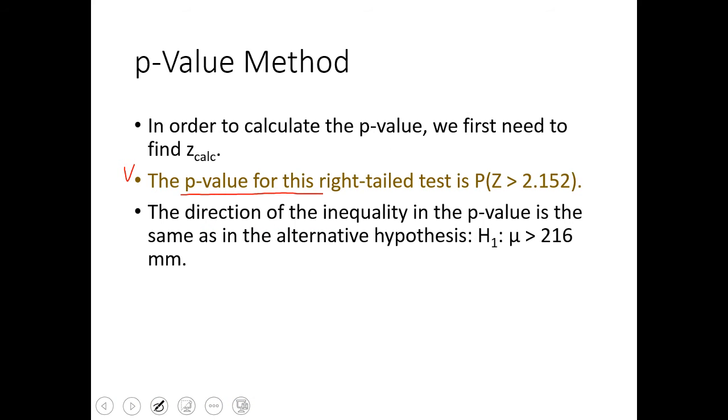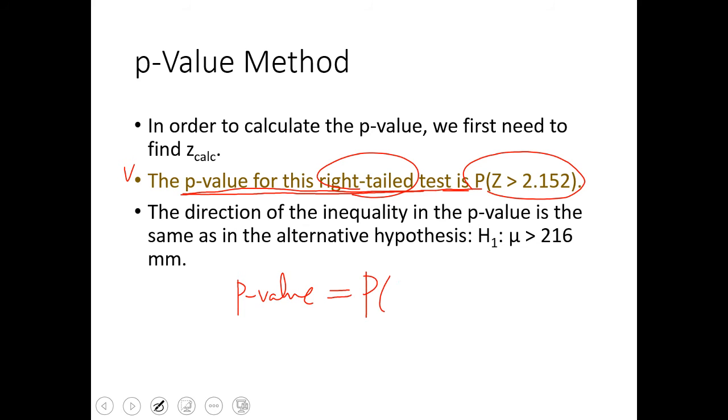So the p-value for the right-tailed test, in this example, the laser printer paper example, is the probability that Z is greater than z calc. And in this example, the z statistic is 2.1152, so the p-value is obtained by this equation. So that is the right-tailed test.